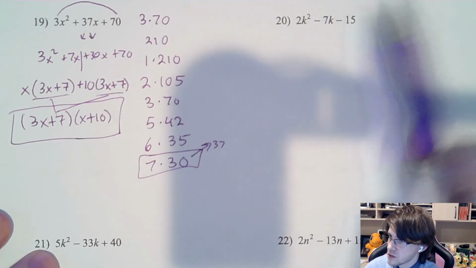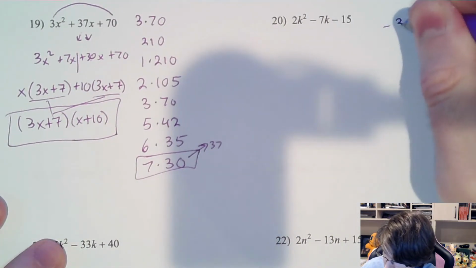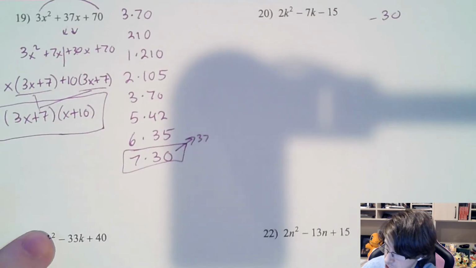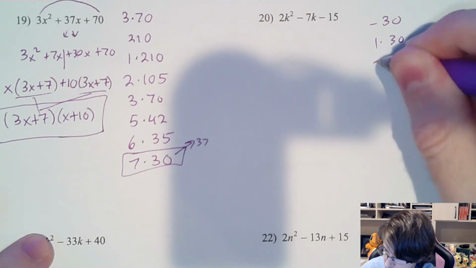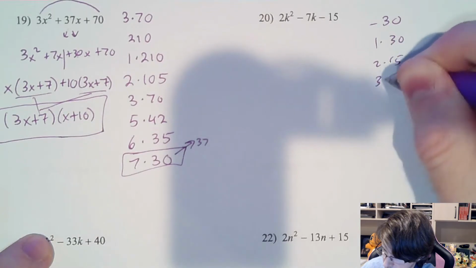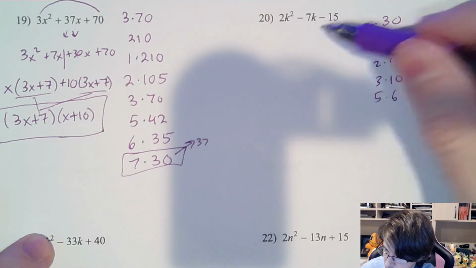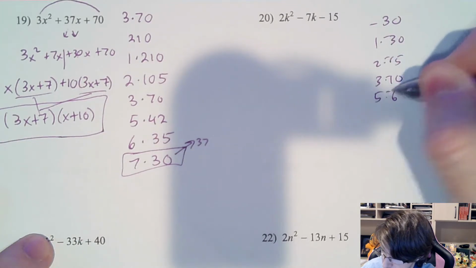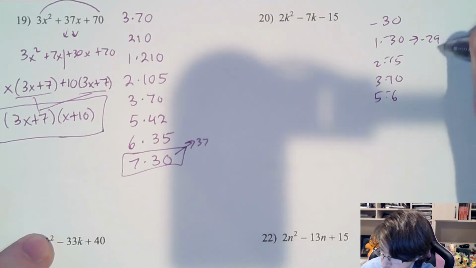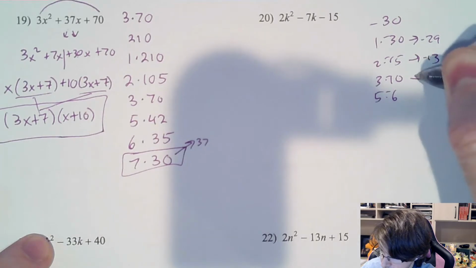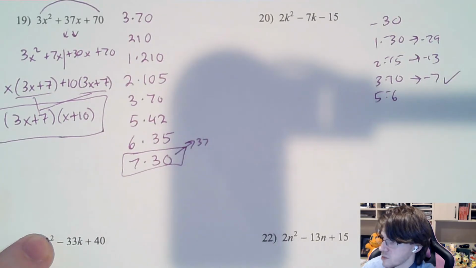So here we go. 2 times negative 15 is going to be negative 30. What multiplies to negative 30 there? We got 1 times 30. We got 2 times 15. We got 3 times 10. 4 doesn't work. 5 times 6. We have two negatives, so the bigger number is negative. That's going to be negative 29. We got negative 13. We got negative 7. We can stop. We found our match.